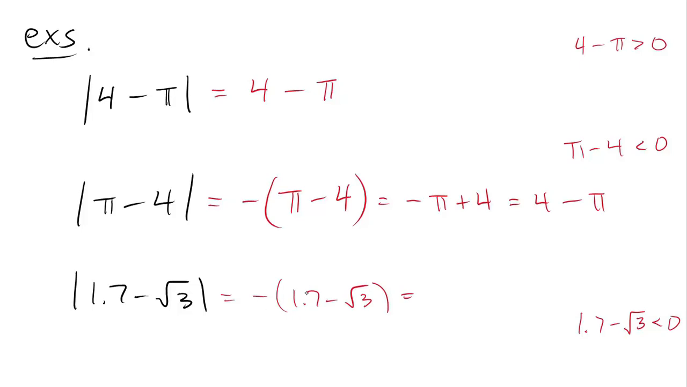So this becomes negative 1.7. This becomes plus the square root of 3. And then I would reorder that. I would rewrite this as the square root of 3 minus 1.7, and that would be our answer. This is no different than the rules that we used on the previous slide. These are just more complicated examples because you have to take a second to determine whether the input is positive or negative. Okay, now let's take these a step further.